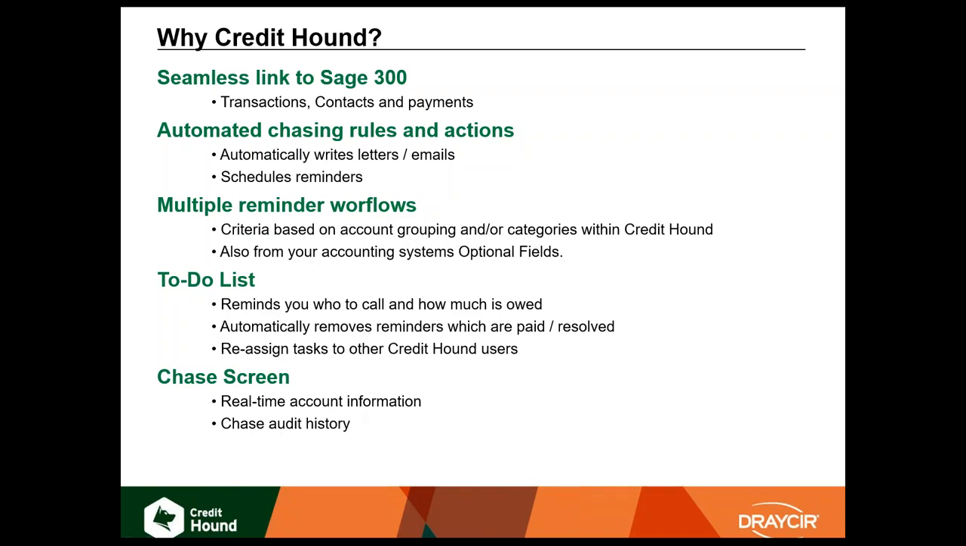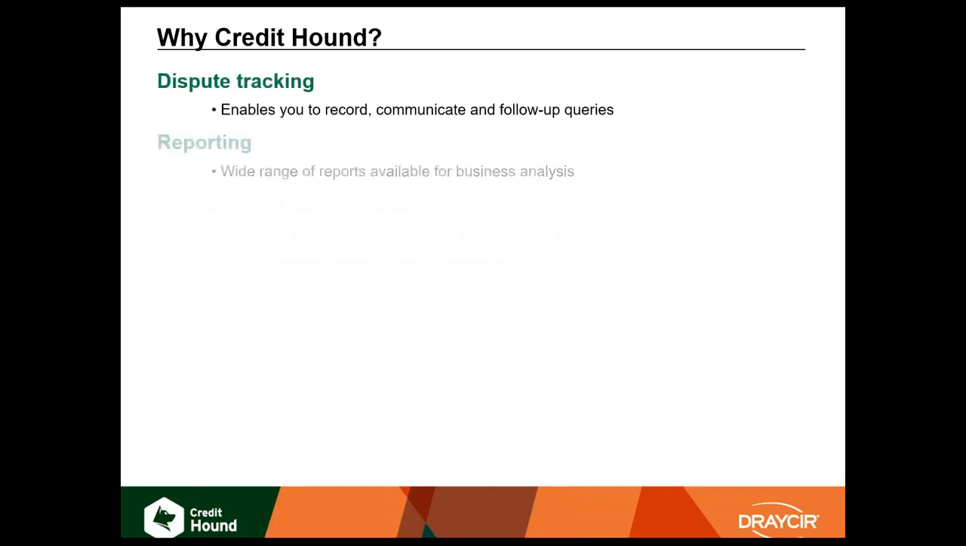So it means that when you have to share reports with your CFOs or your financial directors, reporting is very easy with Credit Hound. So you can share this information with lots of different people.